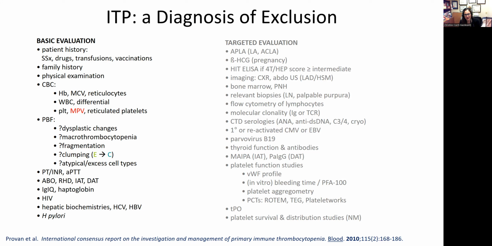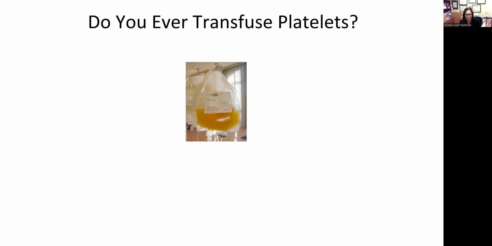All the things on the right in gray are not basic evaluation or guideline-based tests, but you can explore them if you think they're of use. So they're not necessary, but they are optional. And obviously these are more expensive and sophisticated tests, so we don't recommend that they be done in all thrombocytopenia presentations, but sometimes we do these.